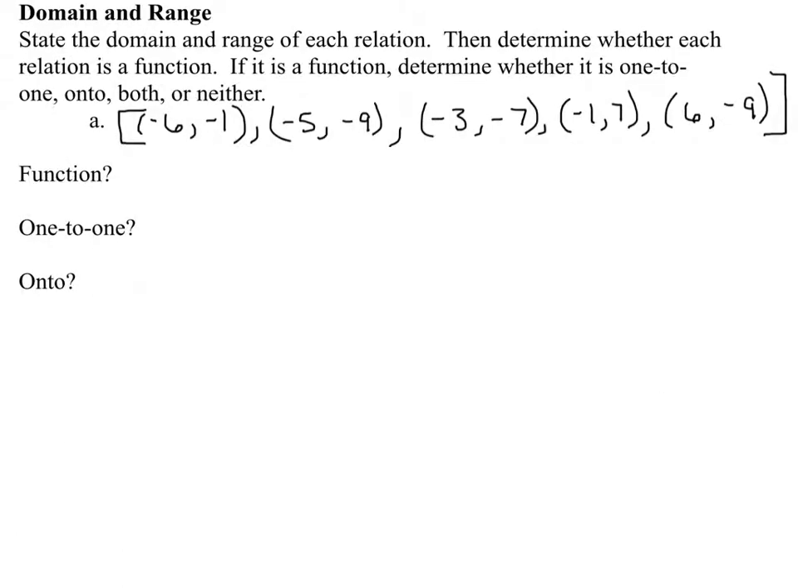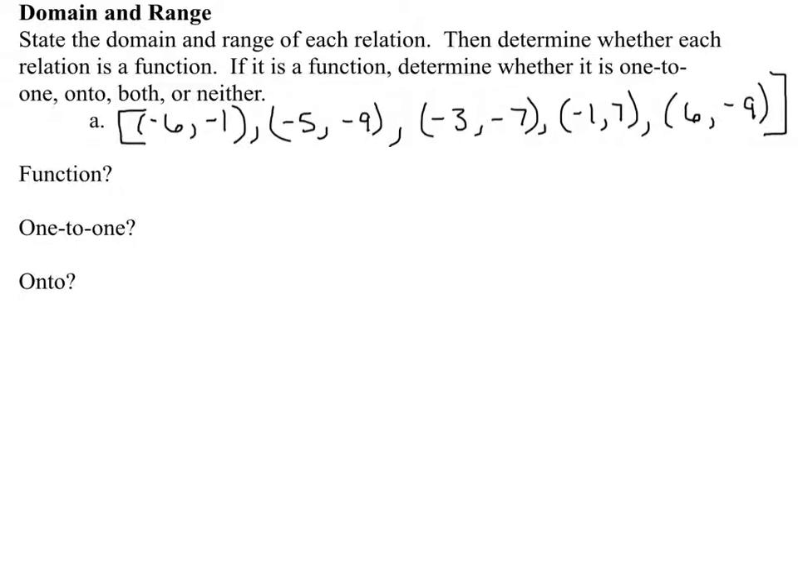In our first set of questions, it says to state the domain and range of each relation, and then determine whether each relation is a function. If it is a function, we're going to tell if it's one-to-one, onto, both, or neither. So, first of all, you'll have to fill this in, because I noticed that when it went over to Canvas, it did not copy the examples over, so you'll have to fill those in.